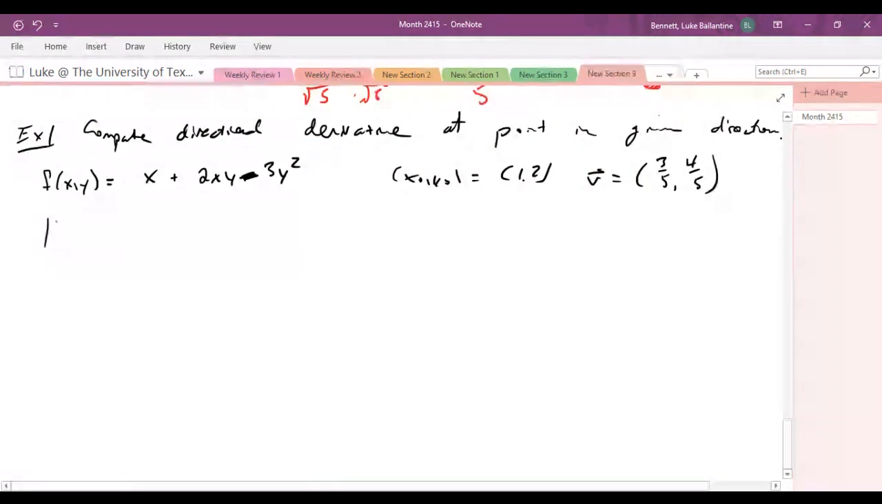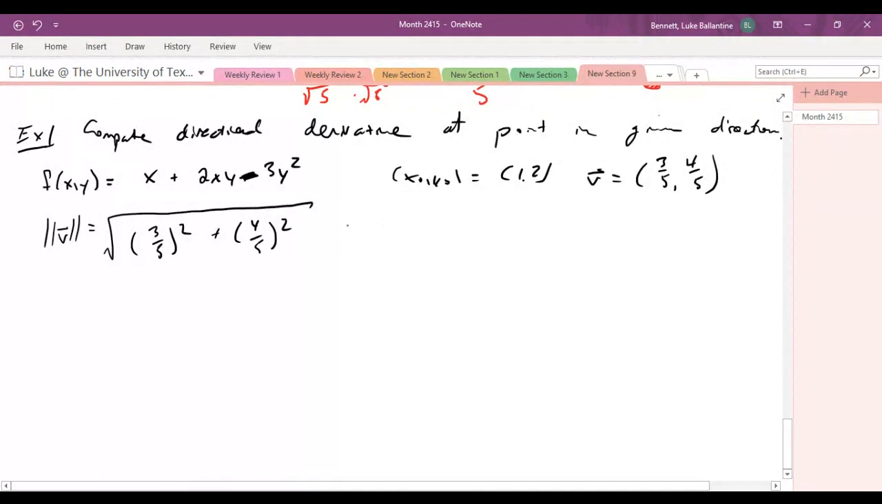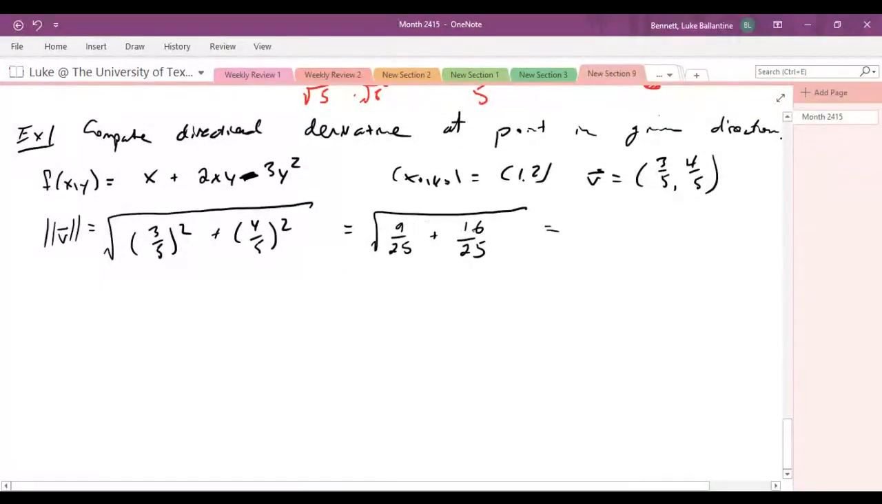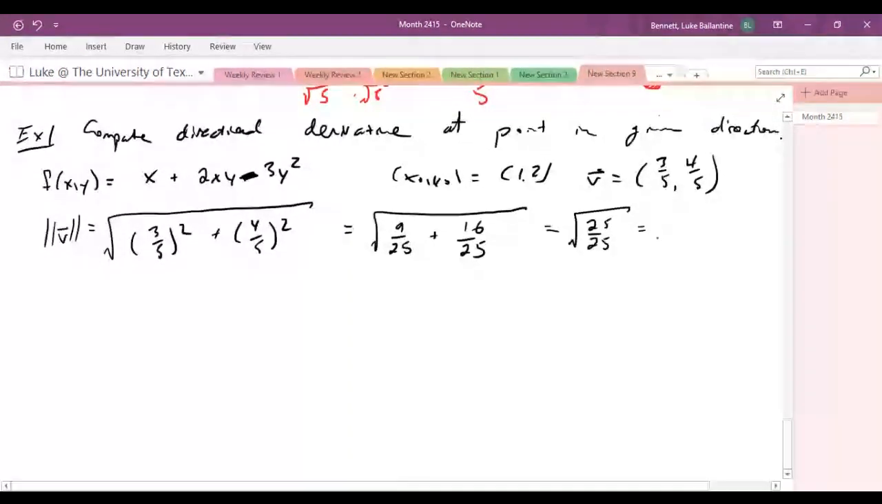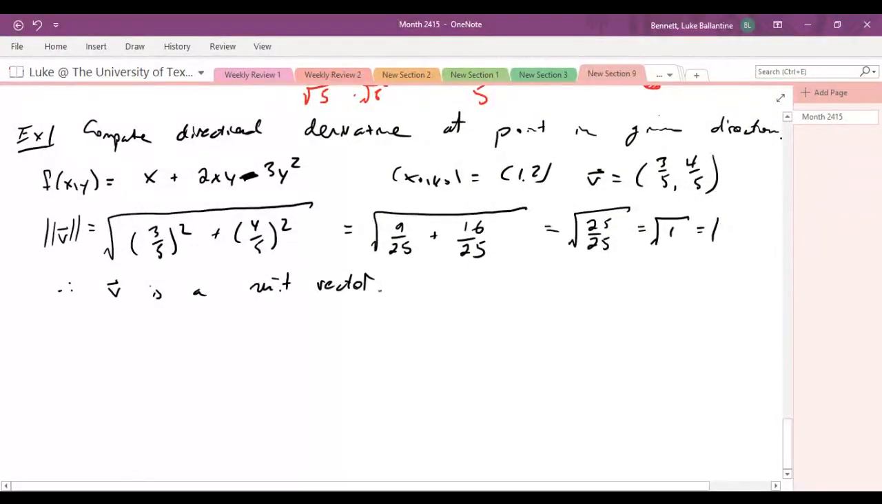Okay, so we have the magnitude of V is equal to the square root of (3/5)^2 plus (4/5)^2. This is equal to the square root of 9/25 plus 16/25. 9 plus 16 is 25, so we have the square root of 25/25. The square root of 1 is 1. Therefore, V is a unit vector, so we don't have to do anything to it.